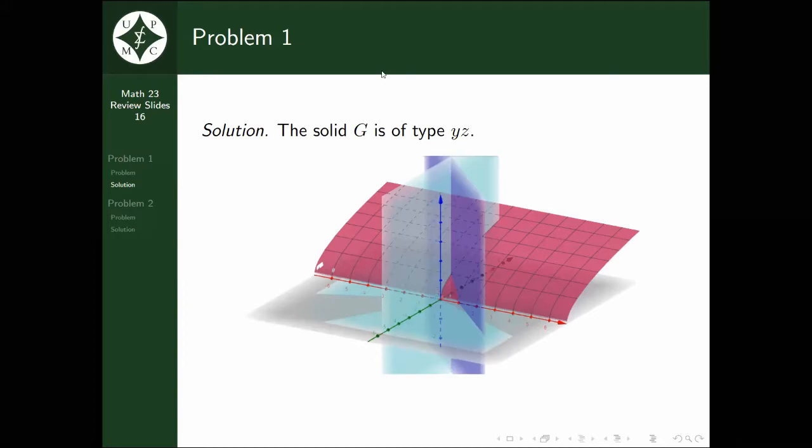So what is our solid now? Well, it's the place that all of these planes or surfaces surround. This is our solid G, this thing I've outlined here in black. So you'll notice that we say that this solid G is of type YZ.